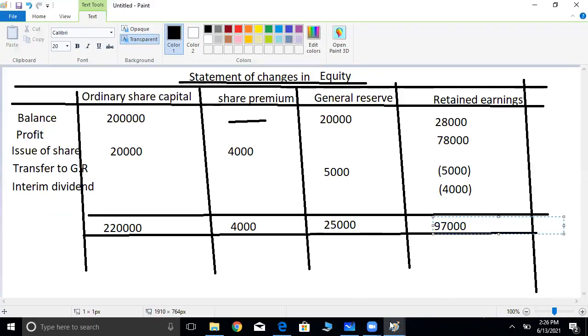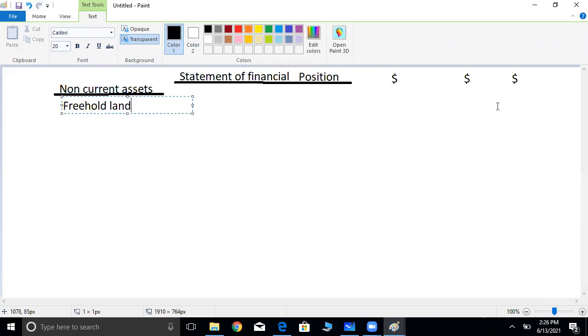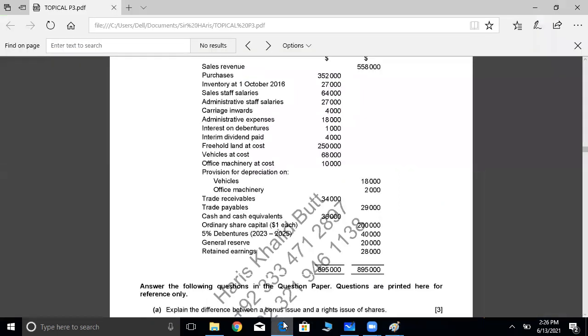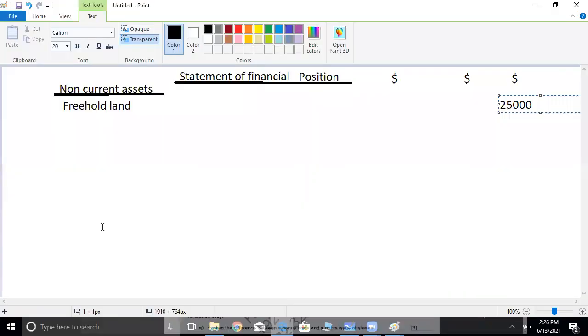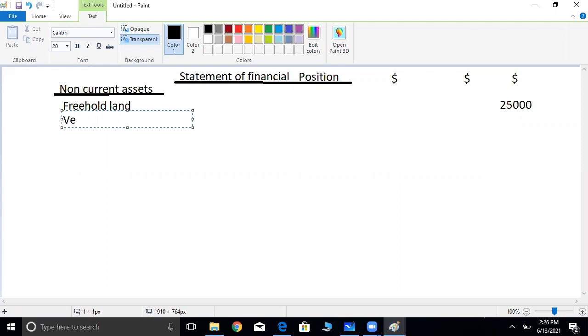Freehold land at cost 2,50,000 है. I will write the cost of the land, 2,50,000, in the outer column because it has no depreciation. I will write directly in the outer column. Then I'm going to write the next asset, which is office machinery, vehicle. Okay, we'll go for vehicle at cost. So I'm going to write vehicle.